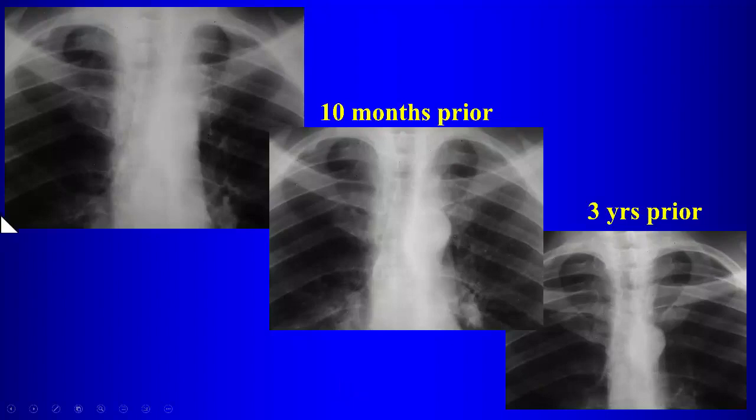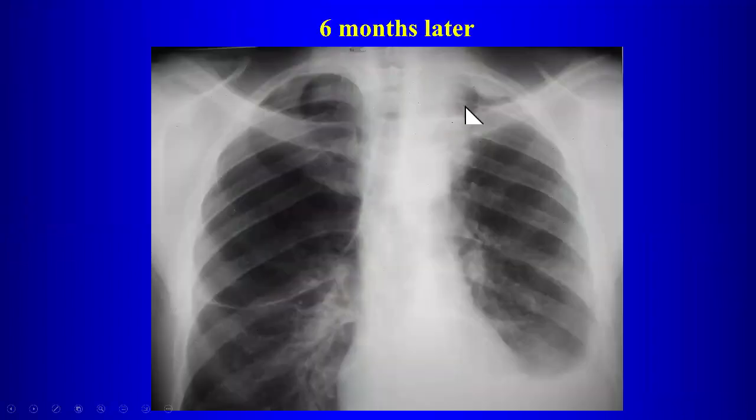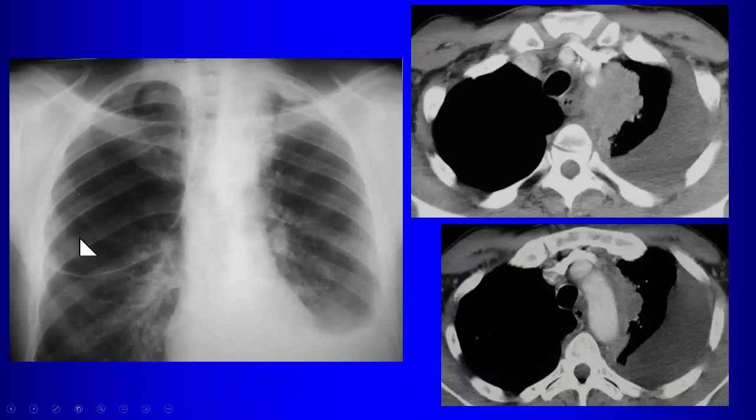So where's the mass? It's growing there in the left upper lobe. Okay, it's a big tumor there in the left upper lobe. Now that's what was obscuring the aortic knob. Okay.